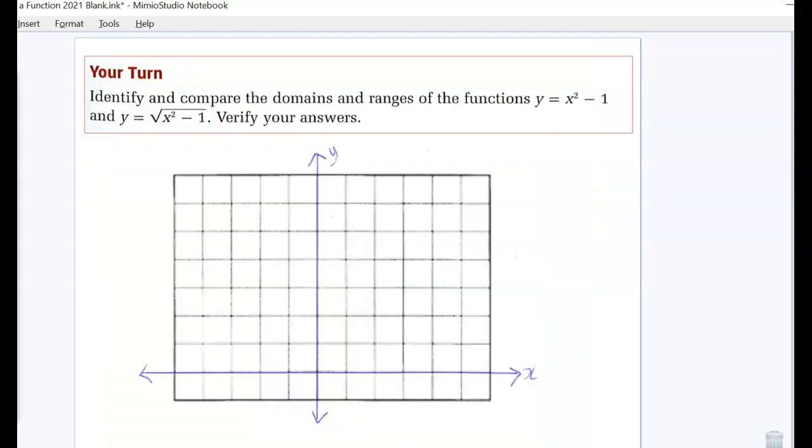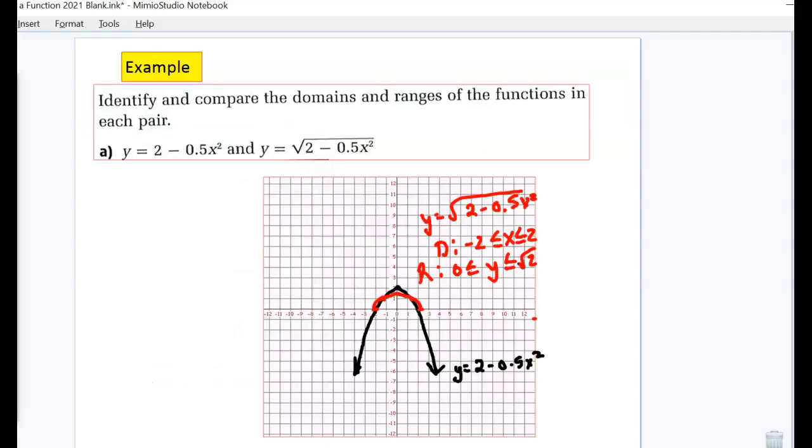All right, let's try another one. So identify and compare the domain and ranges of the functions y equals x squared minus 1 and the square root of x squared minus 1. I guess in the original graph here, we didn't really compare the domain, but the domain here was x is an element of the reals, and the range was y less than or equal to 2.